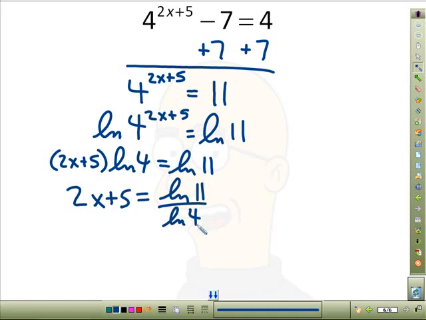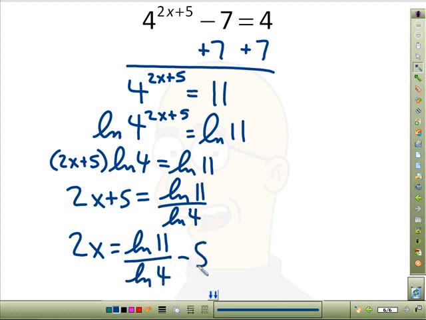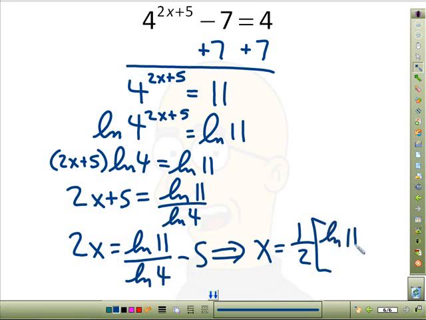Now I subtract the 5, so now I'm just solving, going through the usual process of solving an equation. Multiply through by 1/2 and you're finished. X equals 1/2. Now is there any need to test this solution to make sure it works?